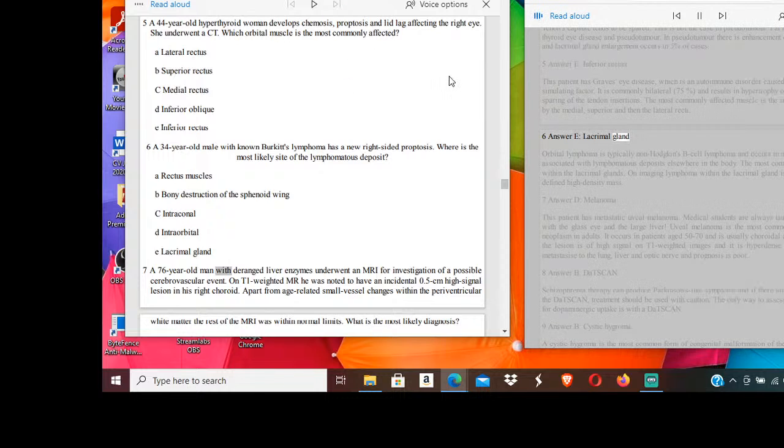Answer E. Lacrimal gland. Orbital lymphoma is typically non-Hodgkin's B-cell lymphoma and occurs in middle age. It is usually associated with lymphoma deposits elsewhere in the body. The most common site is extraconal within the lacrimal glands. On imaging, lymphoma within the lacrimal gland is usually seen as a well-defined high-density mass.